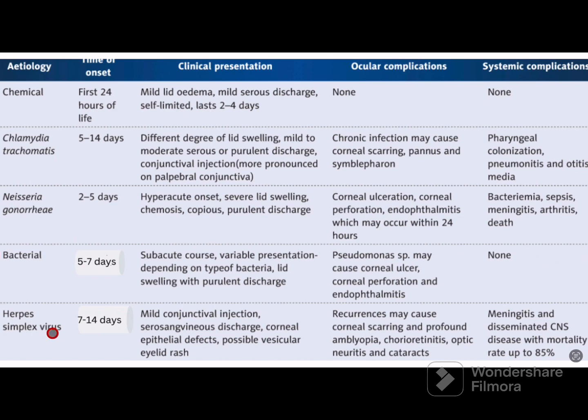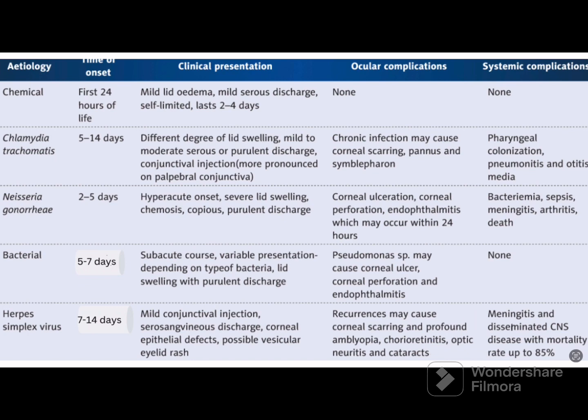Coming to the herpes simplex virus. For herpes simplex virus, the time of onset will be 7 to 14 days. Then, in the clinical presentation, it presents with mild conjunctival hyperemia, serosanguinous discharge, corneal epithelial defects, and possible vesicular eyelid rashes. Recurrences may cause corneal scarring and profound amblyopia, chorioretinitis, optic neuritis, and cataracts.